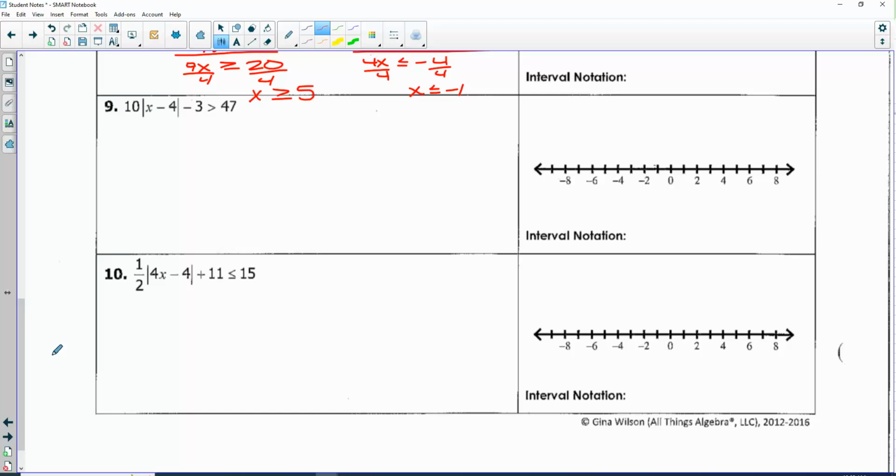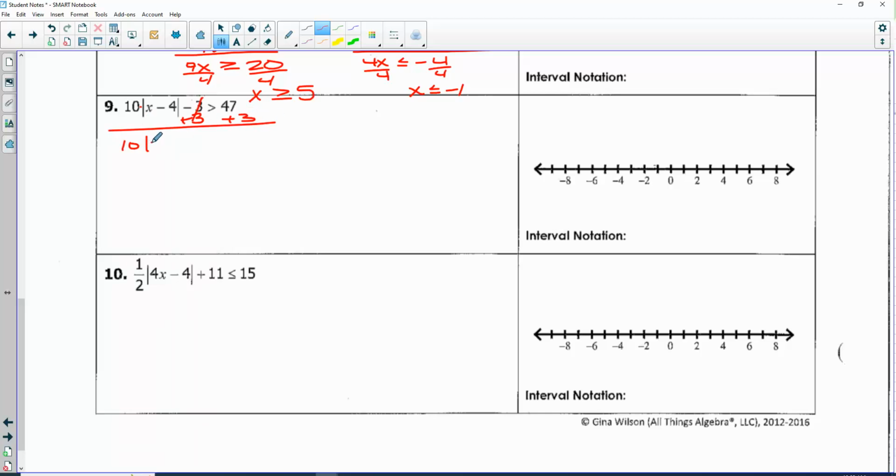Nicole, what's my first step? Well, what do you think if you're trying to get this by itself? I took out the 10 and the 3 and then moved over the 47. Okay, the 10 is multiplied with this, so let's get rid of this minus 3 first. So the opposite of subtracting 3 is to add 3. So yep, on the right track, we have to get rid of that 10 and 3.